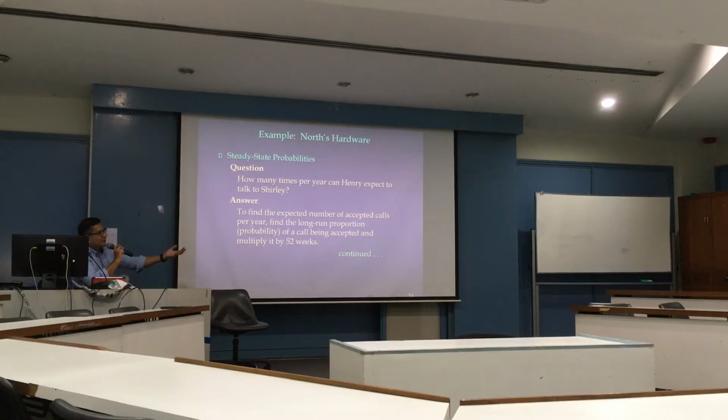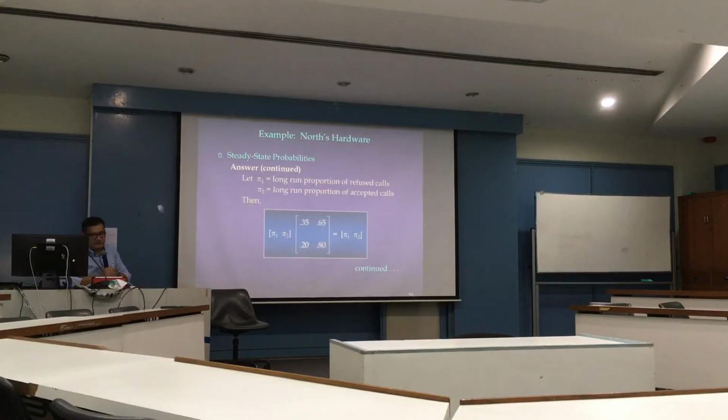Don't forget that Cherry has two choices, right? Pick up the phone, to accept or refuse. The answer is that we just try to find the long run or steady state probability, and then we multiply with 52 weeks, because the question asks for a year, per year. So here we do the same. This is the state that we are probably going to have.